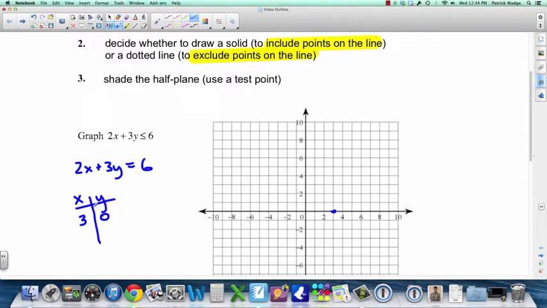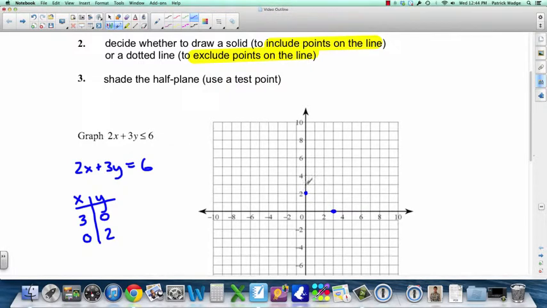If I'm looking for my y-intercept, so that's where it crosses the y-axis, every point on the y-axis has an x value of 0. So 2 times 0 is 0. 3 times what equals 6? 2. There you go. We like to have more than 2 points, but 2 points is enough. We could now draw our line.